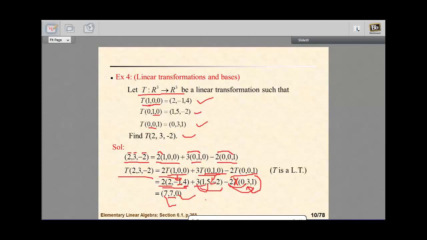So in this way we will solve this. Now let's see another problem.